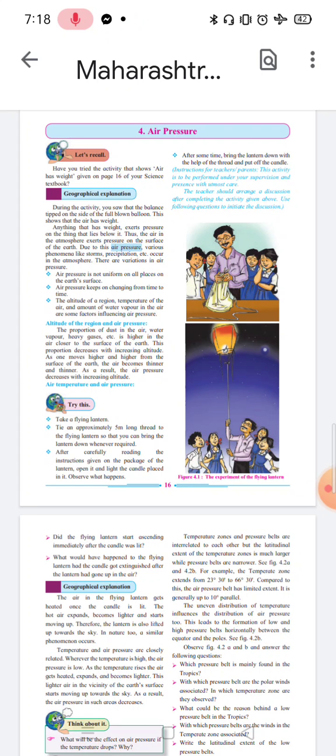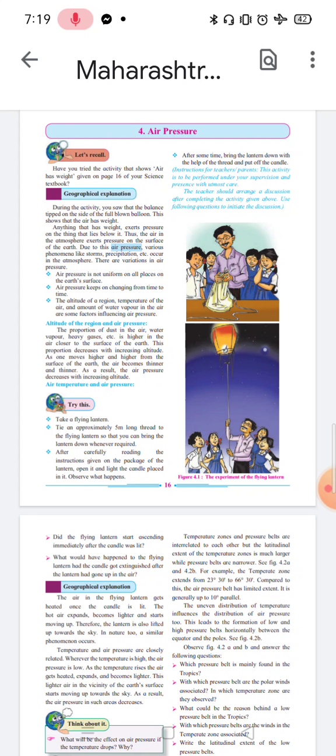Air pressure is measured in millibars. The air pressure at sea level is 1013.2 millibar. Due to air pressure, storms, precipitation, meaning rainfall, etc. occur in the atmosphere. Air pressure is not uniform at all places on the earth's surface. Air pressure keeps on changing from time to time.